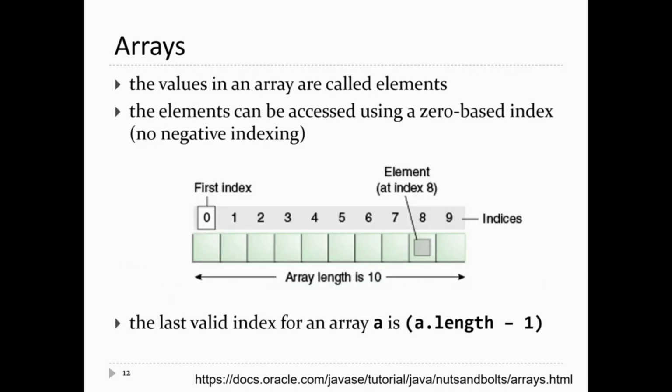Okay, so the values in the array are called elements, similar to, hopefully they called them elements in your 121 class. So similar to the values in a Python list. The last valid index is always the length of the array minus 1. The first valid index is always 0. If you try to use an index outside of that range, you'll get an error.